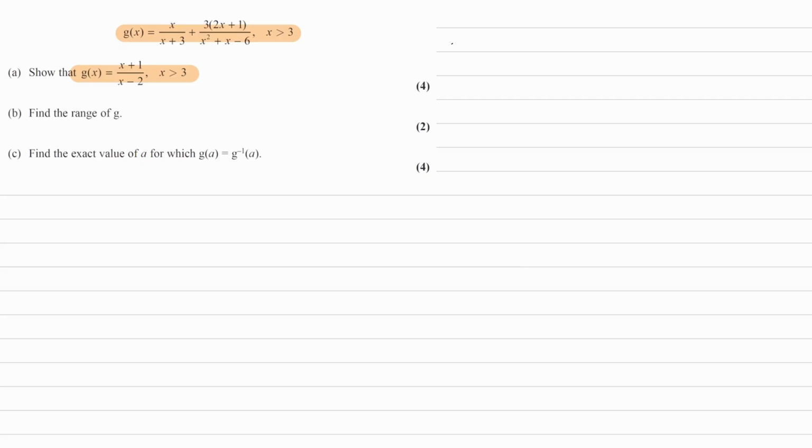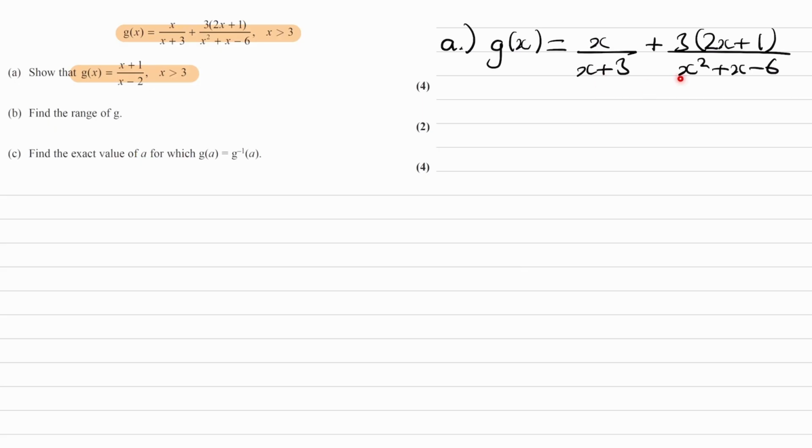Right, so part A. I'll just rewrite what we have for g of x. So to simplify this, we want to combine these two fractions together, and we can do so by first factorizing this quadratic over here. So to factorize that quadratic, we're looking for two numbers that times to give minus 6 and add to give plus 1. Those are 3 and minus 2. So that quadratic can be factorized as x plus 3, x minus 2. So I'll just rewrite that.